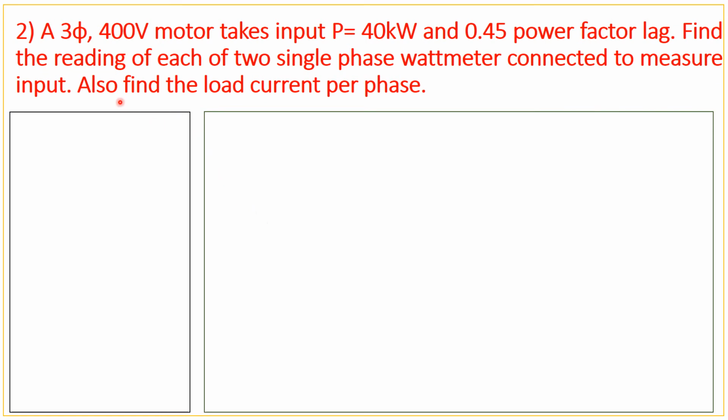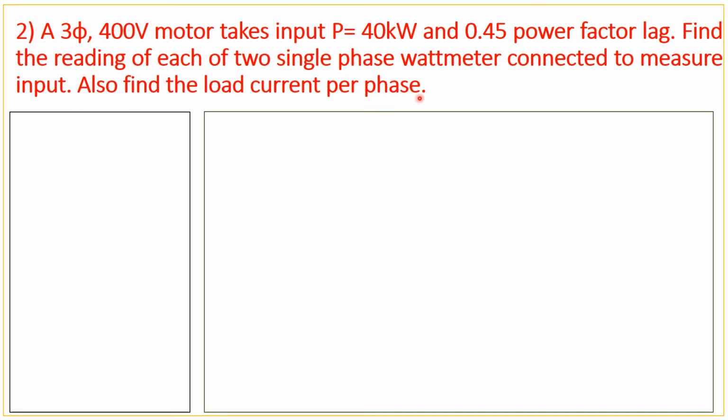We shall move on to the second problem. So one more kind of problem. The problem statement is given as such. A three-phase 400 volt motor takes input P is equal to 40 kilowatt and 0.45 power factor lag. So find the reading of each of two single phase wattmeter connected to measure input. Also find the load current per phase.